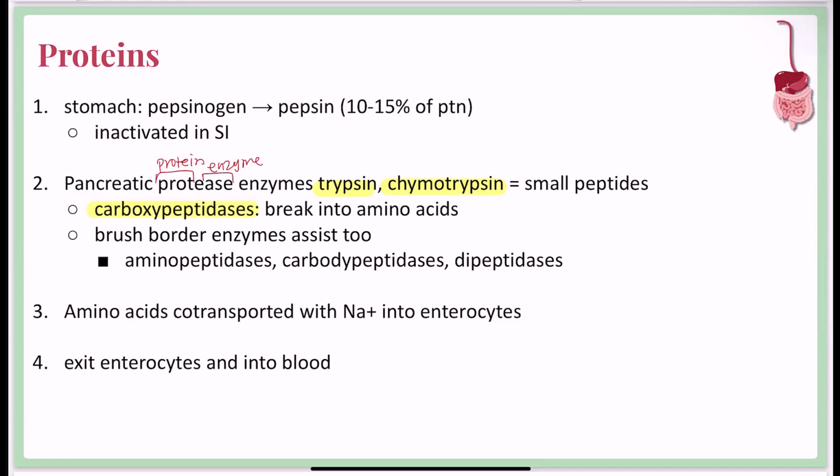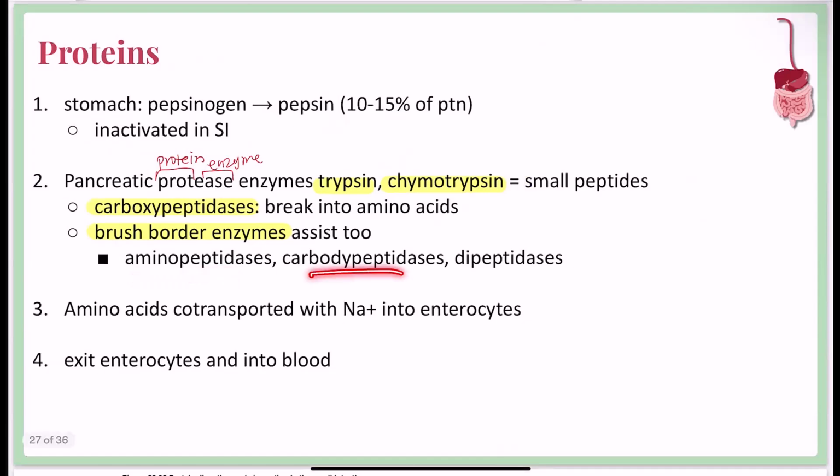Carboxypeptidases break up stuff into amino acids. And then we also have brush border enzymes. So lots of things are doing protein digestion, and they all fall under the category of proteases, right? So we have trypsin, we have chymotrypsin, carboxypeptidase, and then all those enzymes of the brush border. There are some examples here: aminopeptidases, carboxypeptidases. Anyways, you get the point. Oh, this is not supposed to be carb body. It's supposed to be carboxy. Carboxypeptidases.